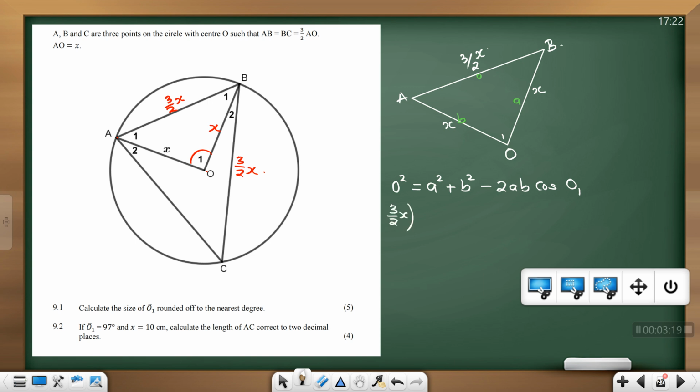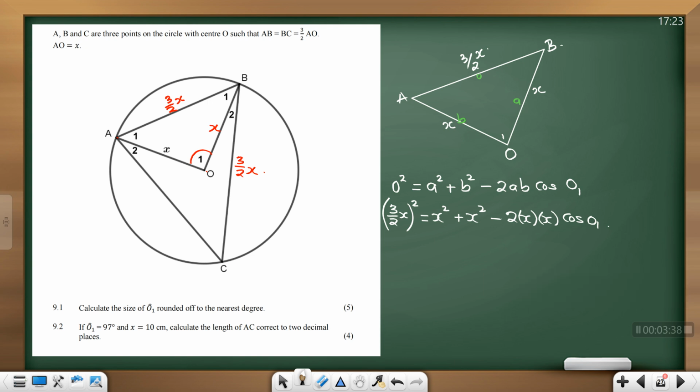3 over 2x squared. I wasn't expecting this at all. I wasn't ready for this. x squared plus x squared minus 2x multiplied by x cos what? O1. Can we expand? I'm not ready for tricks. What do we have? 9 over 4 x squared. What would this be? 2x squared minus 2x squared cos O1. Guys, please take note. All of these are together. Don't say 2x squared minus 2x squared is 0.